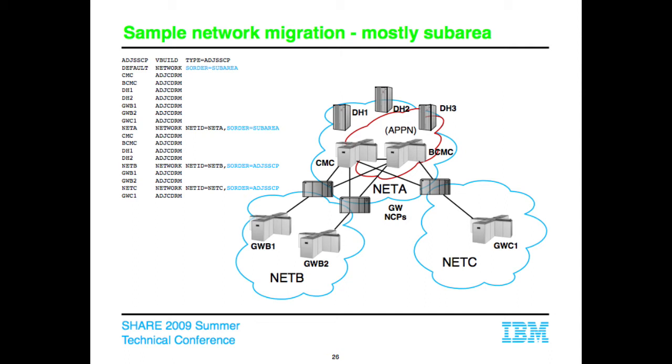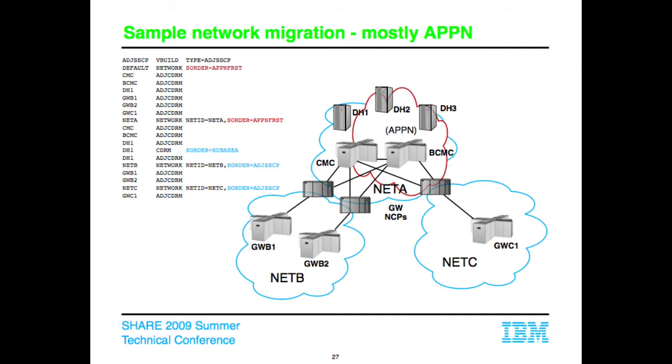Again, if your network is mostly subarea but still has a little bit of APPN in it, this is a way to configure your table so that almost all the searching is still performed optimally. Now I'm going to migrate a second data host to APPN. So now I've got 2 end nodes.